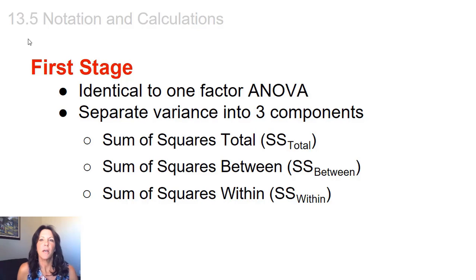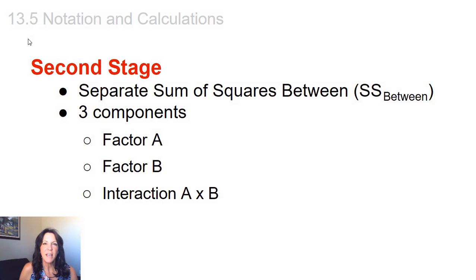So when we have a factorial design ANOVA, we have two stages. The first stage is identical to what you did last week. It's identical to the one factor ANOVA, where we separate the variance into three different components: the sums of squares total, the sums of squares between, and the sums of squares within. So that first part is the same. But in the second stage, we're going to take that sums of squares between, and we're going to split that out into three components: for factor A, factor B, and for the interaction of A times B. So we take the sums of squares between and separate it out into three different components.